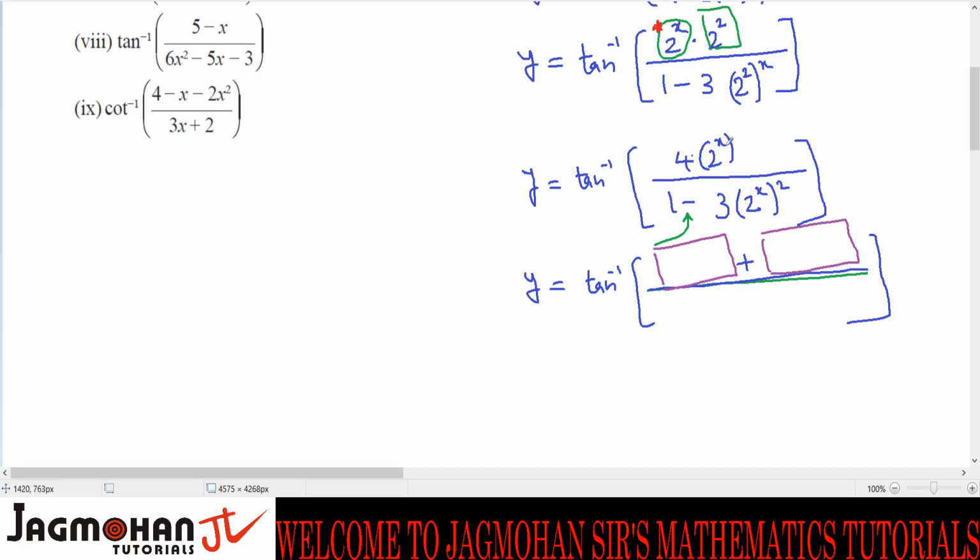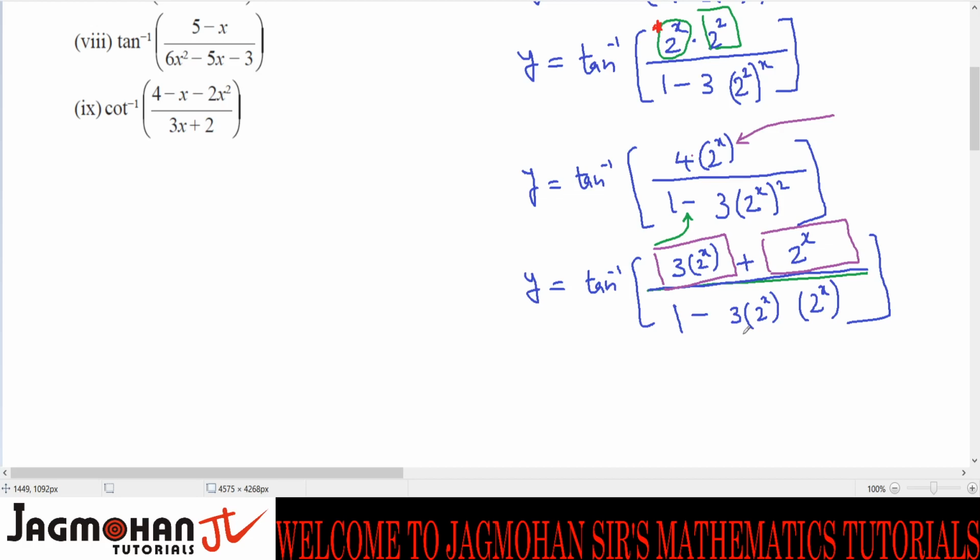For the numerator, which is 4 times 2 raised to x, I write this as 3 times 2 raised to x plus 2 raised to x. See, 4 times 2 raised to x, I write 3 times 2 raised to x plus 2 raised to x, so it becomes 4 times 2 raised to x. Moreover, writing this solves my purpose because in the denominator I have 3 into 2 raised to x whole square. I can write this as 3 times 2 raised to x multiplied by 2 raised to x.